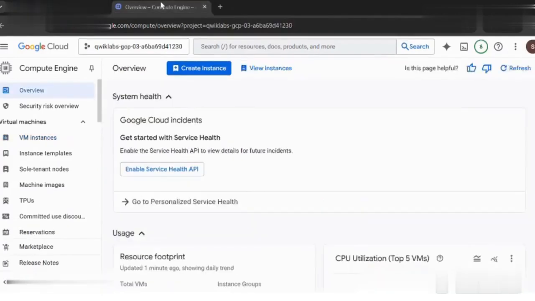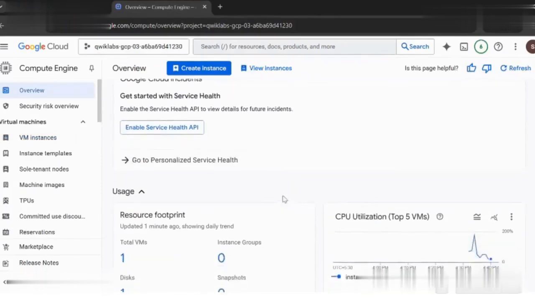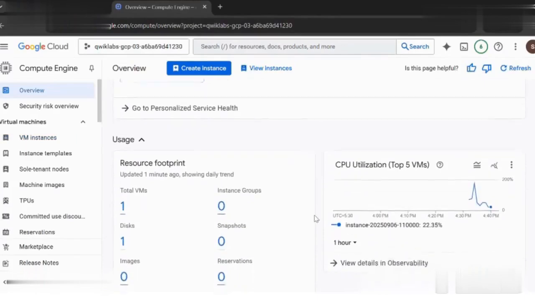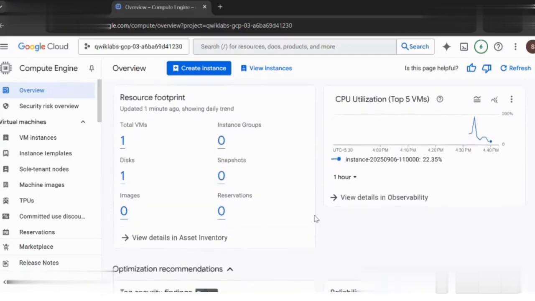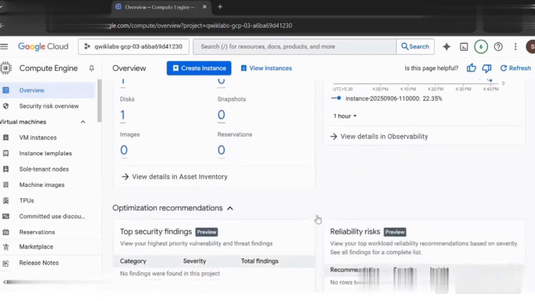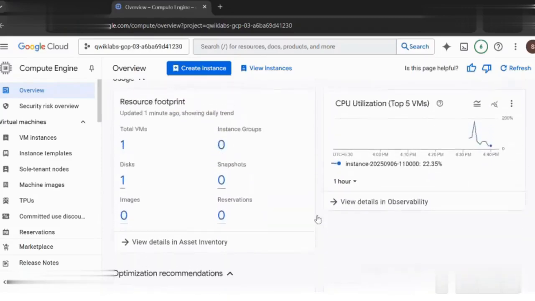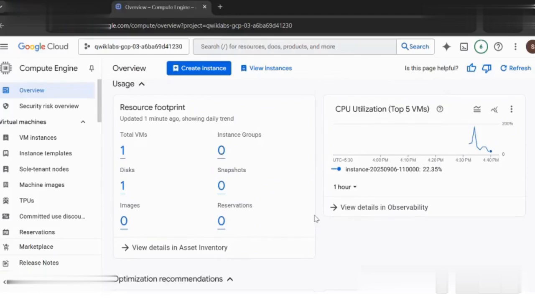Here, we have the VM instance overview. On the left, you can see the total number of VMs, their machine types, attached disks, and other key configuration. These settings directly affect both performance and sustainability. On the right, we have a CPU utilization chart for the top 5 virtual machines. The y-axis shows CPU usage percentage, which can go beyond 100% because vCPU utilization is counted across multiple machines. The x-axis represents time, here shown in UTC plus 5:30. This snapshot captures activity between roughly 4:30 and 4:41 p.m. on September 6, 2025.